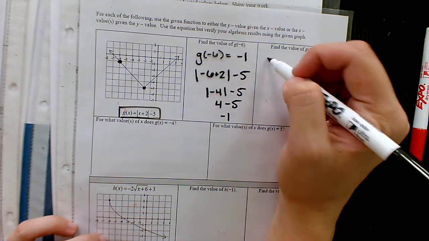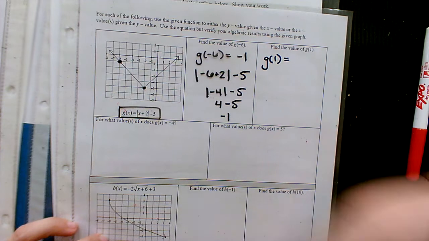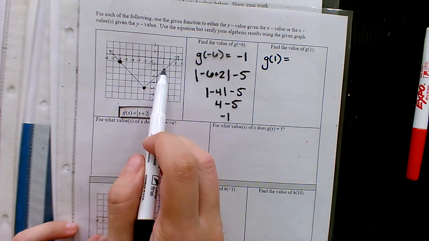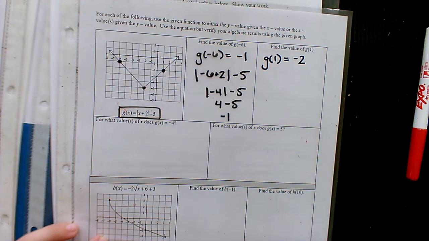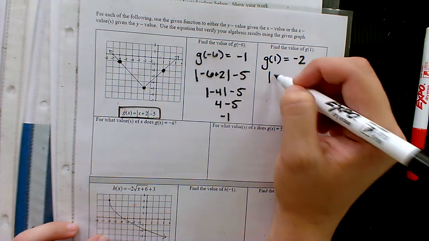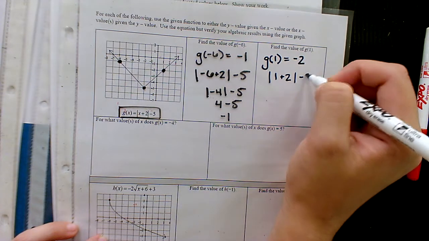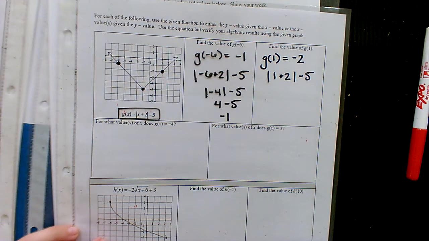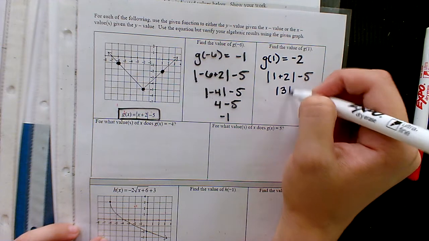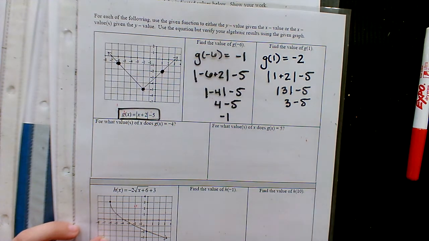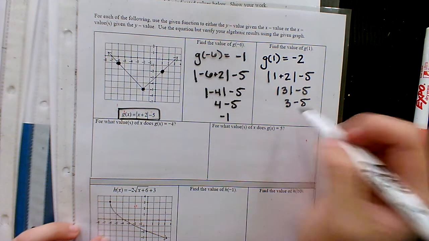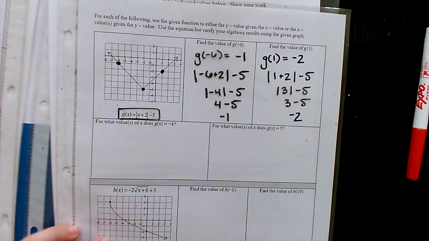Check out the next one, g of 1. If we were to plug in 1 into the graph for an x value, we would get out -2. Let's go ahead and confirm that based on the equation. So we'll plug in 1 for x. 1 plus 2 is 3. Absolute value is still 3. 3 minus 5, negative 2. So we're confirming the results based off the graph.